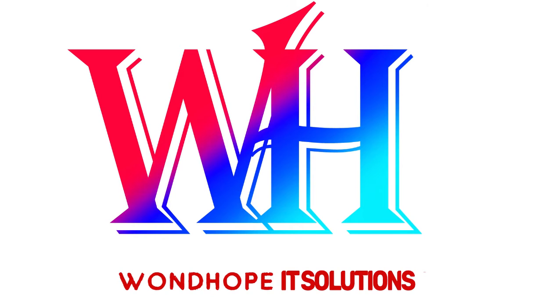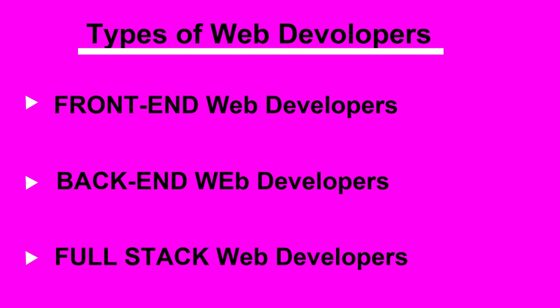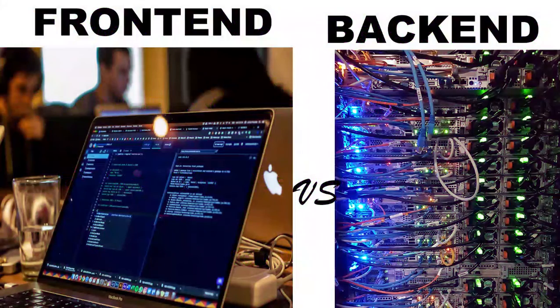There are three types of web developers. One, we have the front-end web developer. Two, the back-end web developer. And then lastly, you have the full-stack web developer. Now, a front-end web developer can design a site alright, but it will be called a static website.